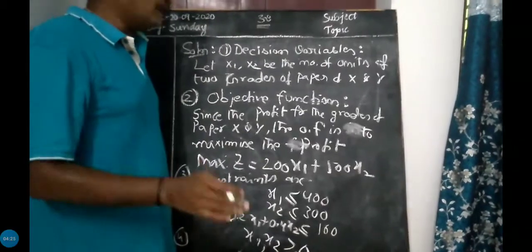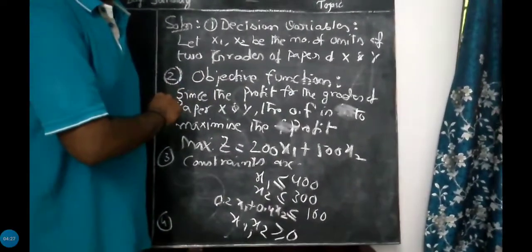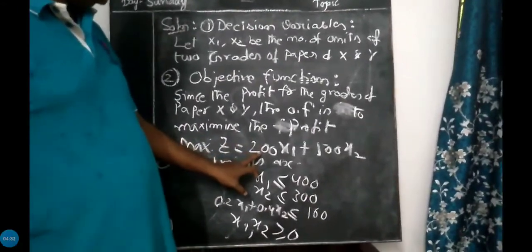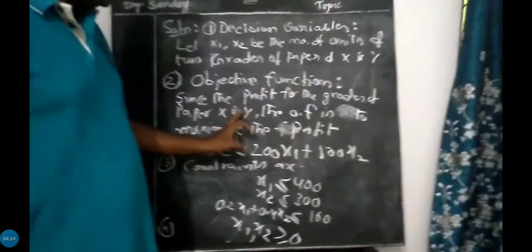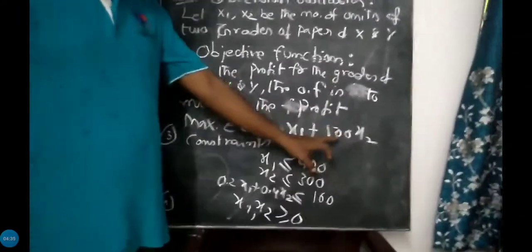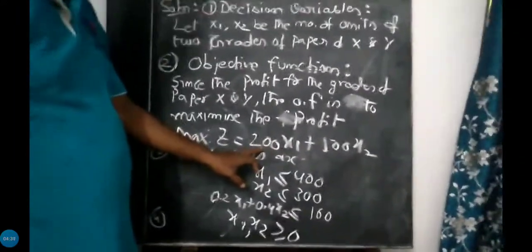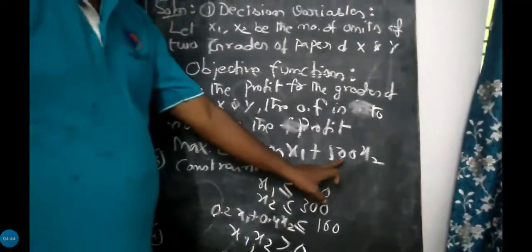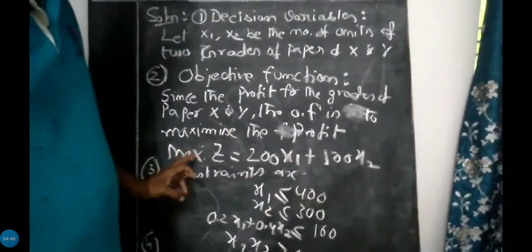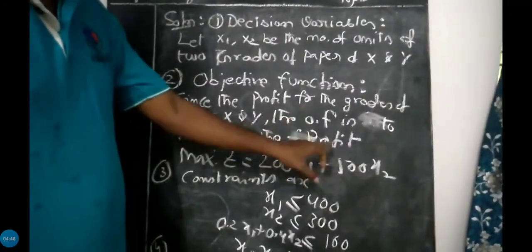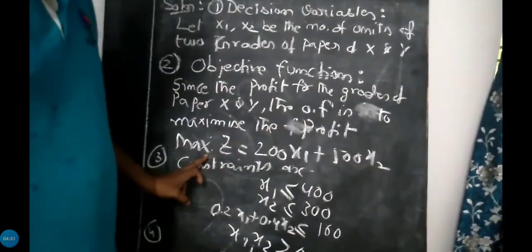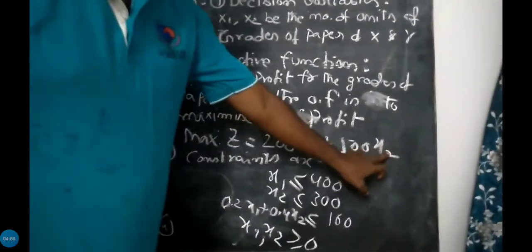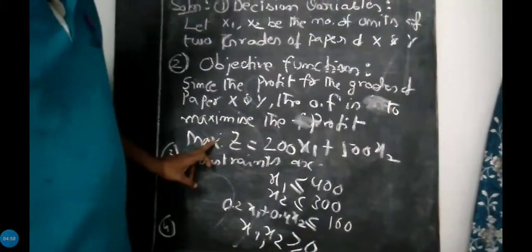And then we have to calculate the objective function. So the objective function is represented as Z. The profit of the grades of each paper of X and Y is represented here. The profit of paper grade X is 200 rupees and of paper grade Y is 500. Therefore, we have to calculate the maximum profitability. Then define maximum Z equal to 200 x1 plus 500 x2. This is nothing but the objective function.